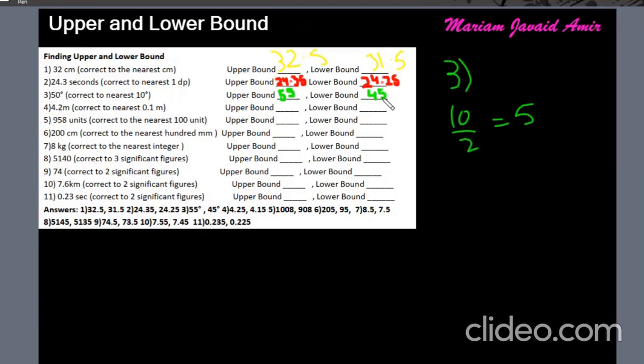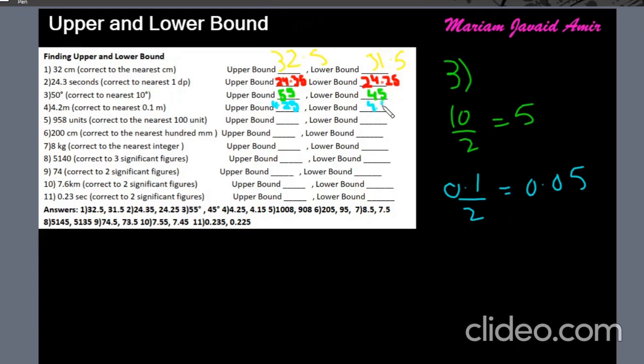Then we have 4.2 meters correct to the nearest 0.1 meter. So again divide 0.1 by 2, we get 0.05. So add this to 4.2, we get the upper bound 4.25, and then subtract from 4.2 to get the lower bound, which is 4.15.